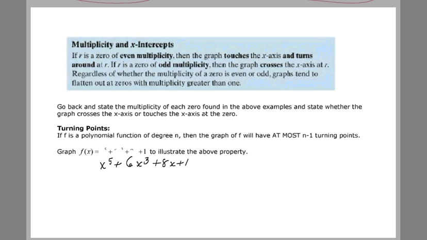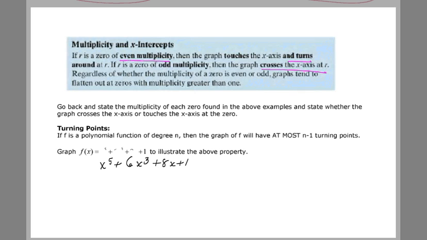Here's how we'll know if our graph crosses the x-axis or bounces or touches on the x-axis, and it's based on the multiplicity. And multiplicity just means how many times is that 0 repeated. Multiplicity means repetition. If the 0 has even multiplicity, if it repeats an even number of times, the graph touches the x-axis and turns around. If the multiplicity is odd, that means it occurs an odd number of times, then the graph is going to cross over the x-axis at that value.